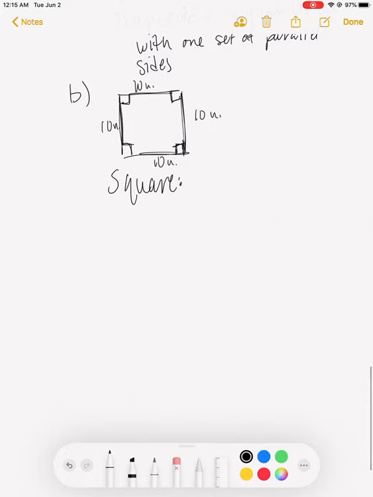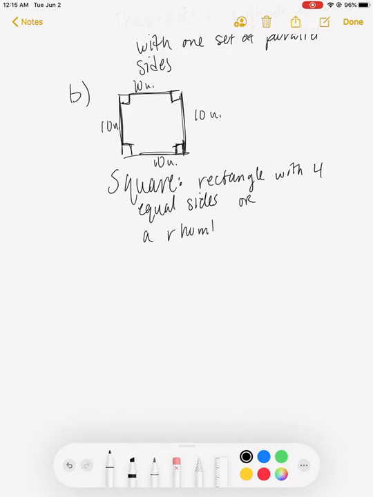Okay. We have the definition of a square as a rectangle with 4 equal sides, or a rhombus with 4 equal angles. 4 right angles, let's say, to be more precise there.